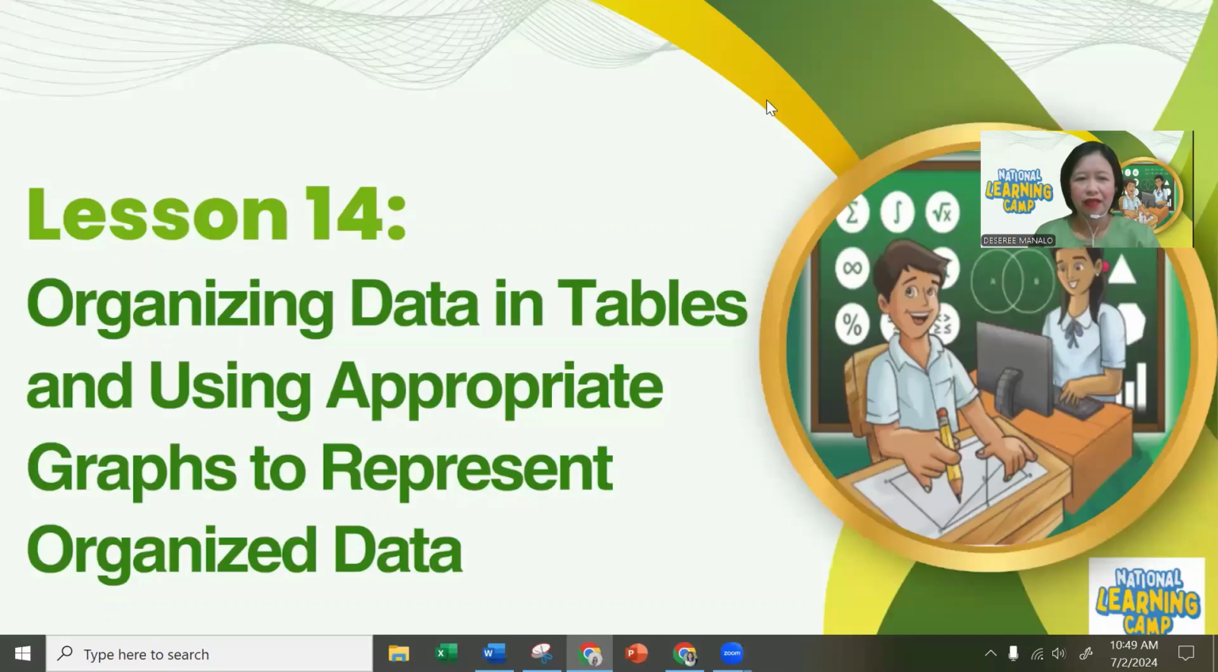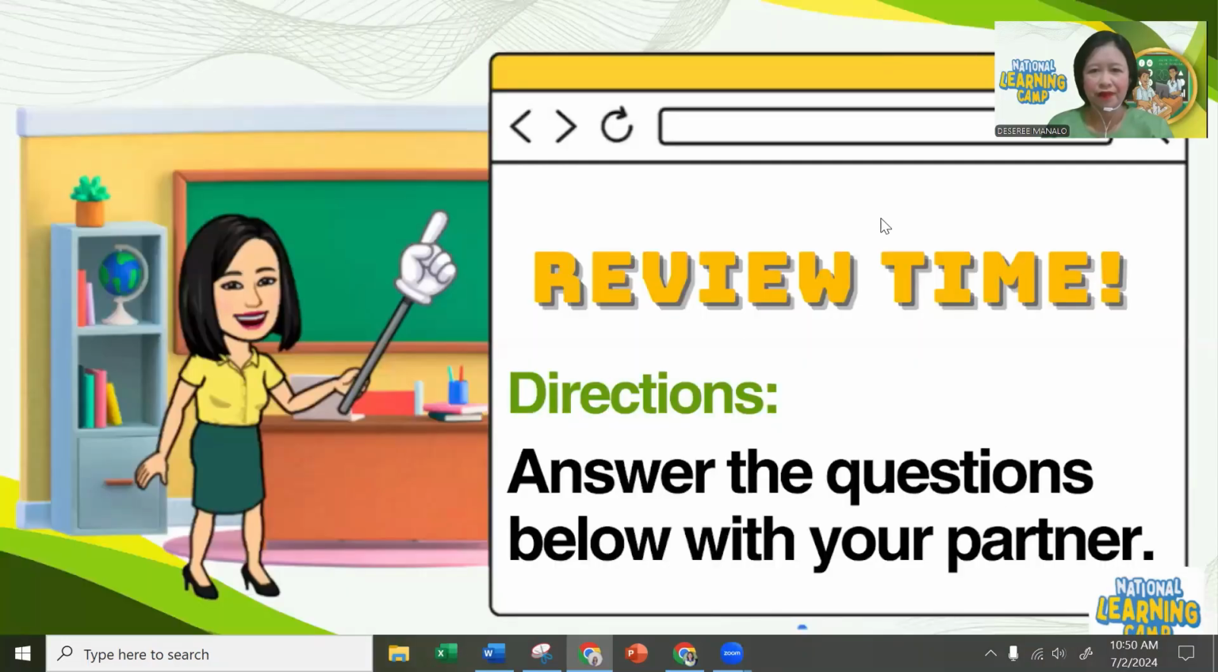Hello students, RNL's topic for today is all about Lesson 14, Organizing Data in Tables and Using Appropriate Graphs to Represent Organized Data. Let's start from a review. Directions. Answer the questions below with your partner. You can pause the video and answer the given questions.